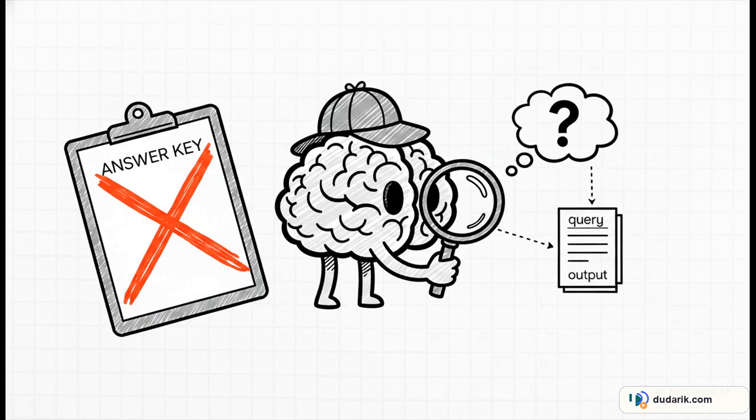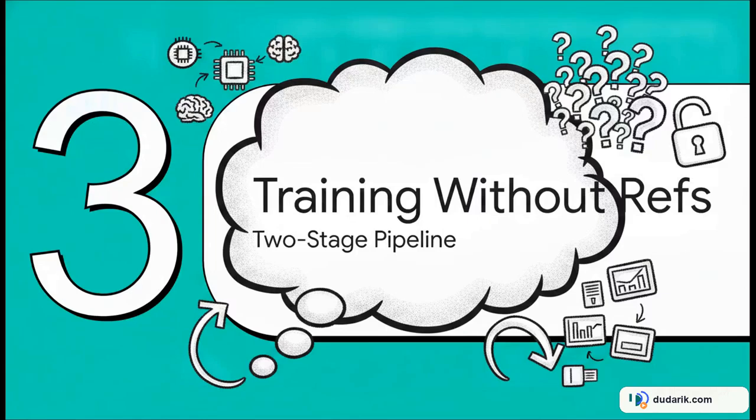Because it operates entirely without references, it can just drop seamlessly into decentralized validation loops where those ground truth answers are missing or where they're intentionally hidden to stop data from leaking to the node operators. All right, moving on to section 3, training without ground truth references. Let's look at how they actually built this.